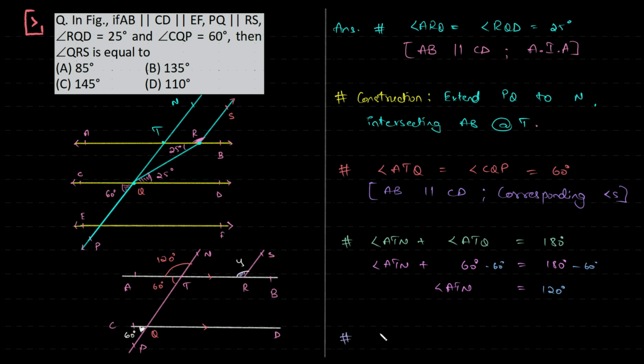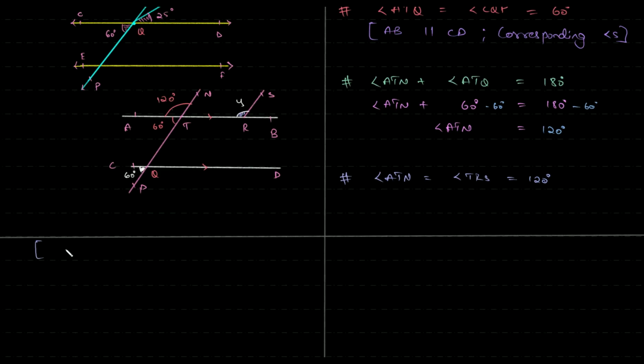How much is this? That's the question. Angle ATN is equal to angle TRS is equal to 120 degrees. The reason being, I'll write over here, PN is parallel to RS and they are, yes, corresponding angles.